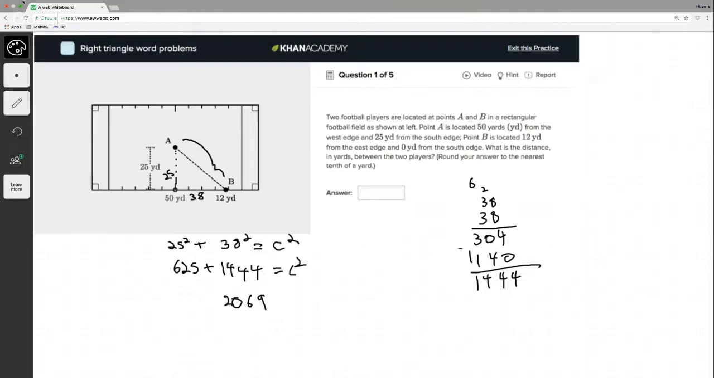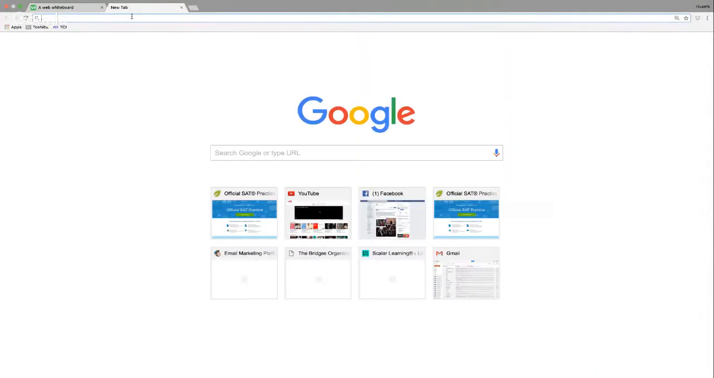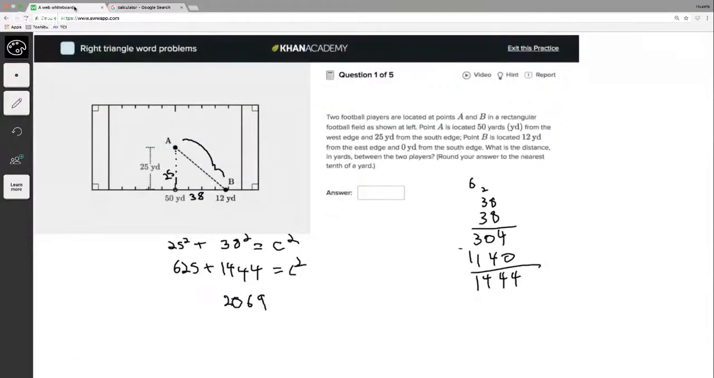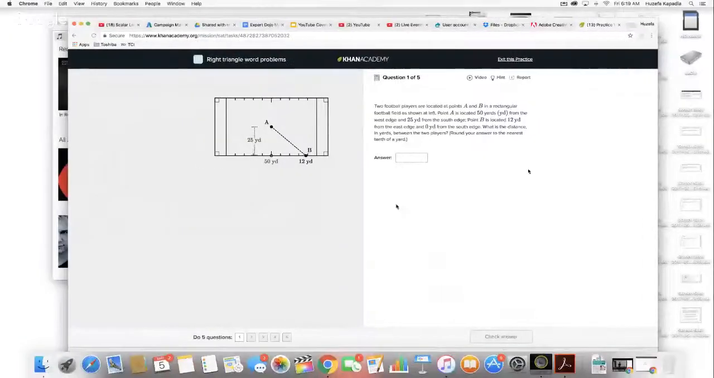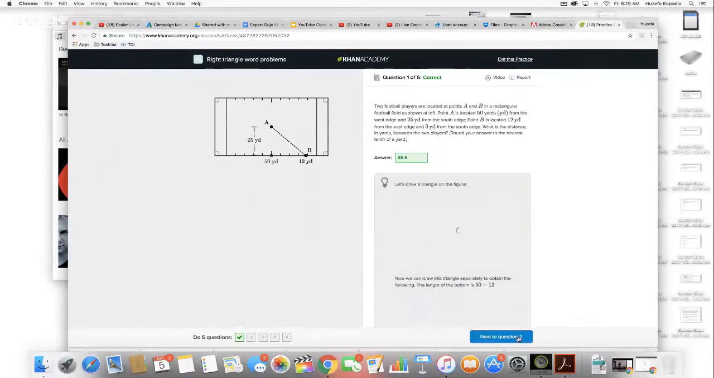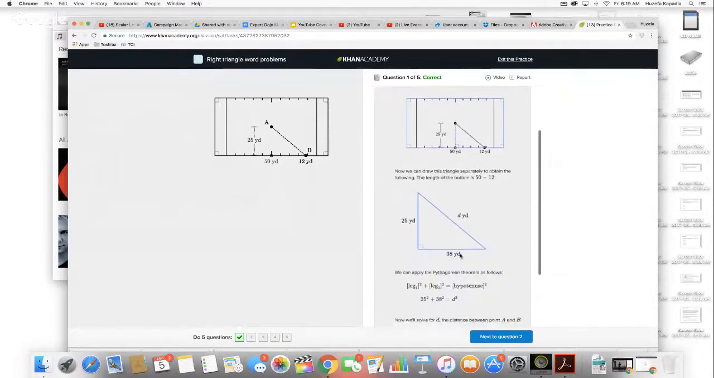a calculator. We'll go like this. Use good old Google calculator. The square root of 2,069 equals 45.5 because it wants us to round to the nearest tenth. So we would get 45.5. All right, let's see if that is the same as what they got. Check it. Yes, it is correct.